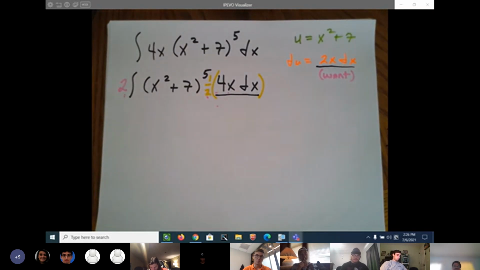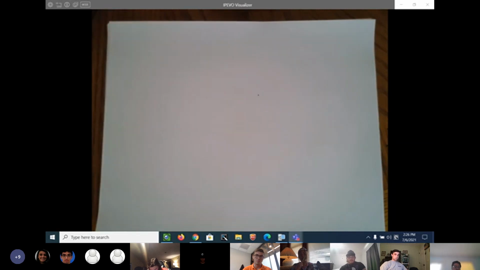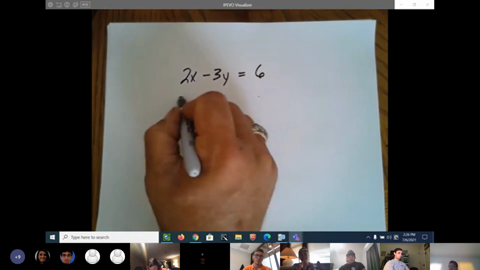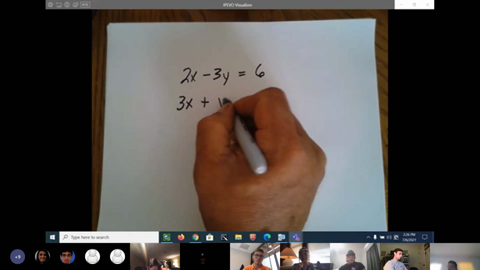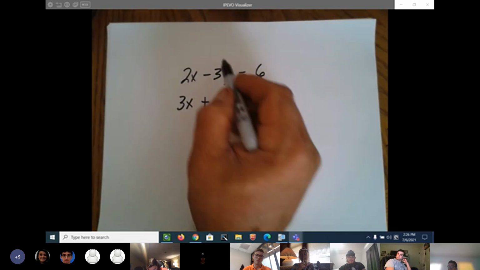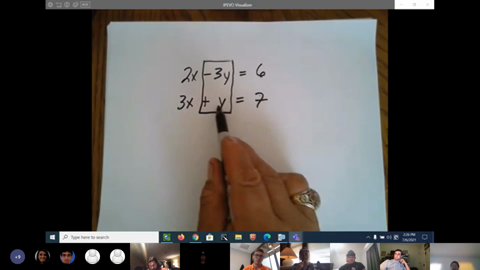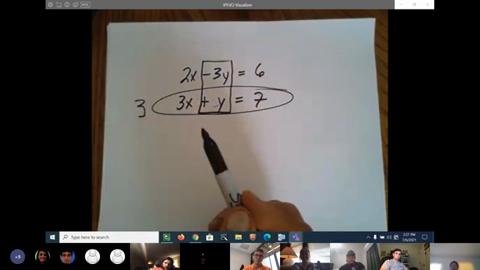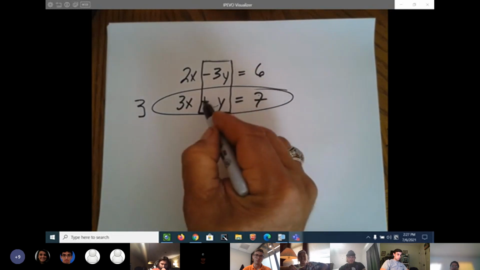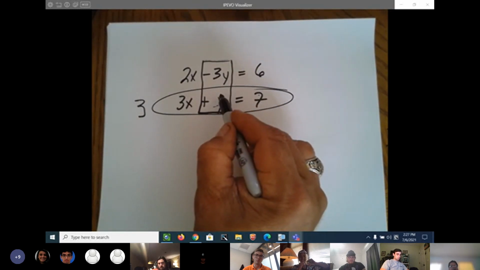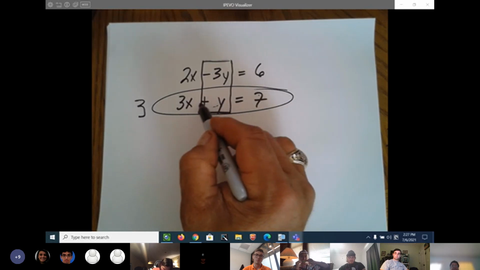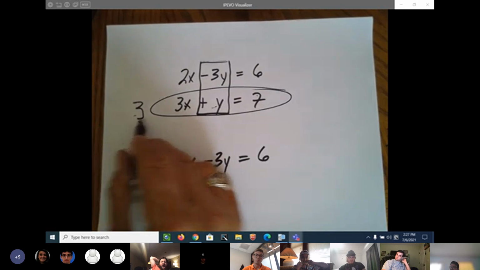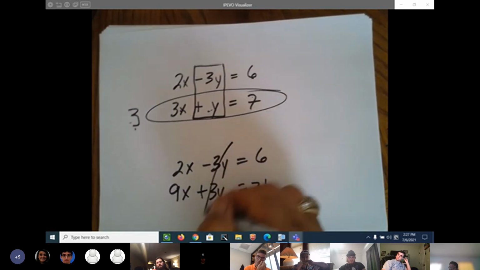You remember the elimination example I gave you? I don't know if you remember. Back in algebra, 2x minus 3y is equal to 6, 3x plus y is equal to 7. What do you need to do, Ms. Rodriguez, to get this to be a positive 3y? I got to multiply this whole thing by what? 3. You see, I want this to be a positive 3y. Do I have positive 3y? No. So I've got to make it. And therefore, I get 2x minus 3y is equal to 6, and then 9x plus 3y is equal to 21. And now you can get rid of that 3y.